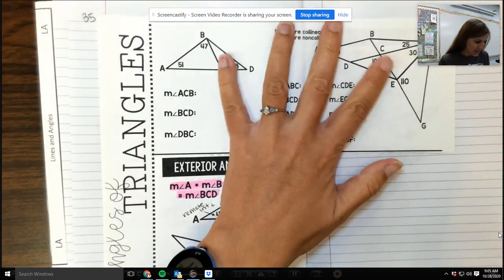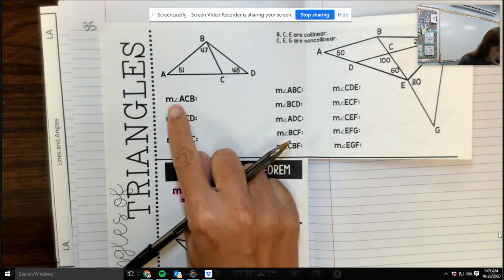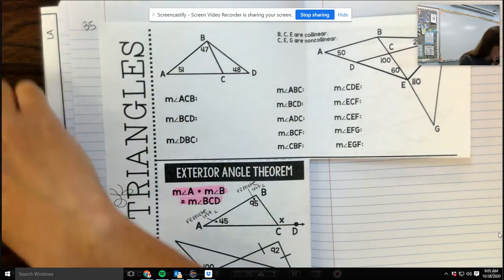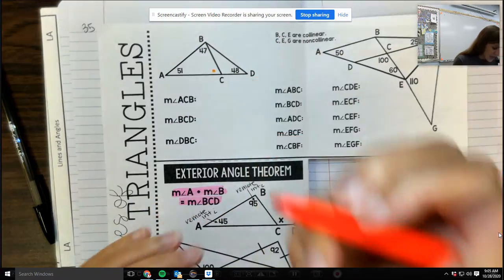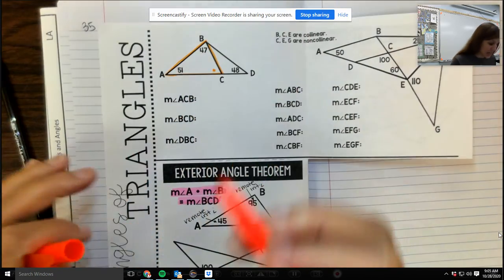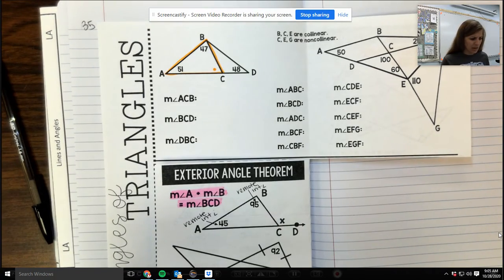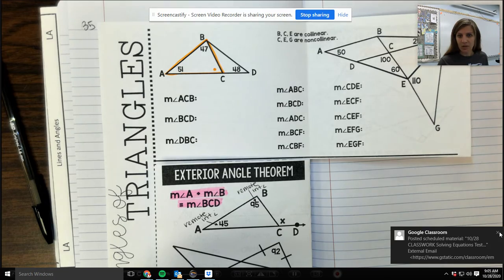Okay, let's try a few more. This is getting crazy inside here. Alrighty, so for this one, the measure of angle ACB. So ACB, this one right here. Okay, well, if I take a look at this triangle, because I really see three triangles. I see this one, I see this one, I see the whole thing. So that's kind of interesting.